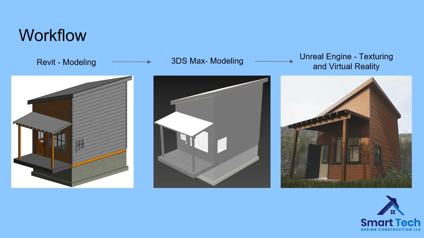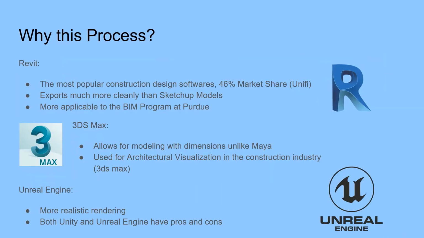The model was then exported from 3ds Max to Unreal Engine to add textures, and also the virtual reality aspect. We chose to use Revit for the majority of the modeling as opposed to 3ds Max, partially because of our much more extensive experience and knowledge of the software, but also because of how it applies to what Professor Corey teaches in class. In the BIM program at Purdue, Revit is the main software that is taught.